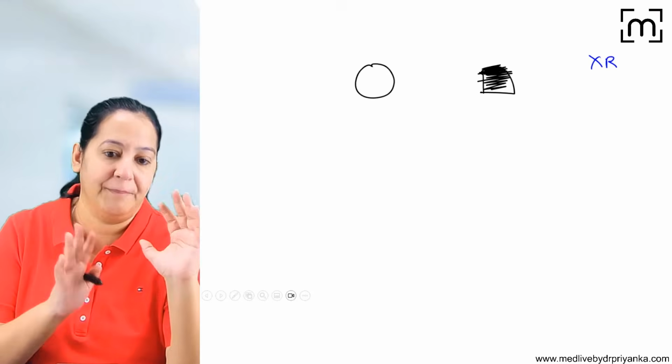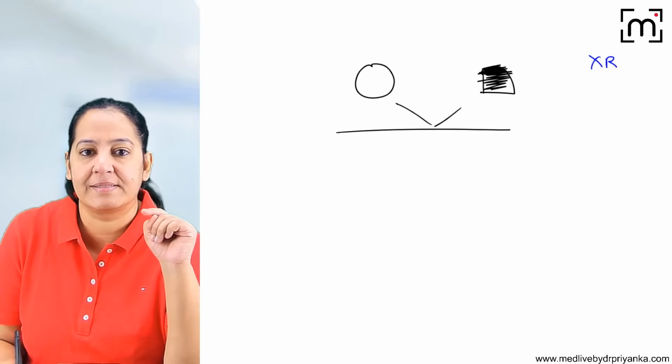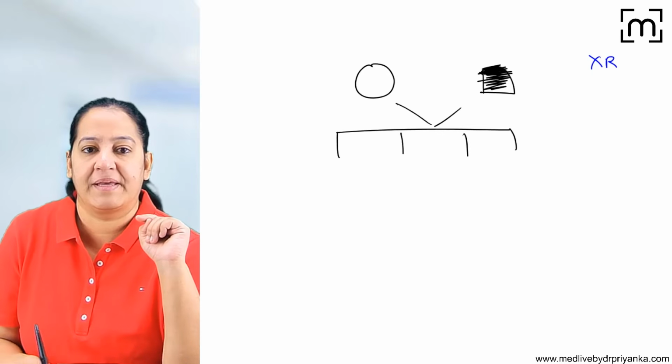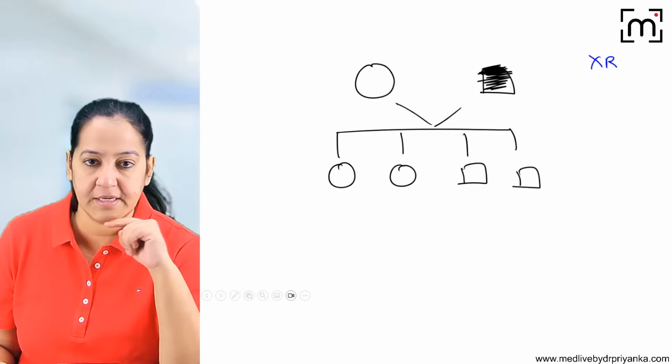So I'm starting with male and female. The male is affected. They are marrying together. Once they marry together, they will have 4 siblings. This is how I draw. They have the 4 siblings. So 2 are daughters and 2 are sons.